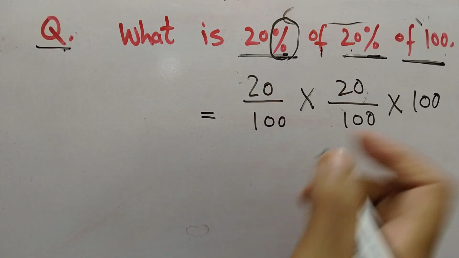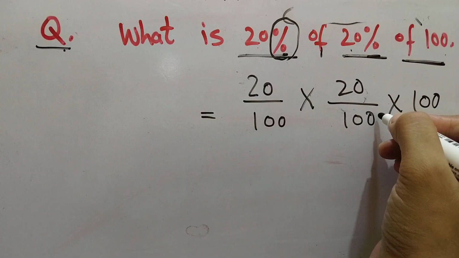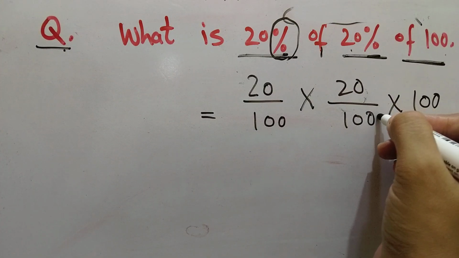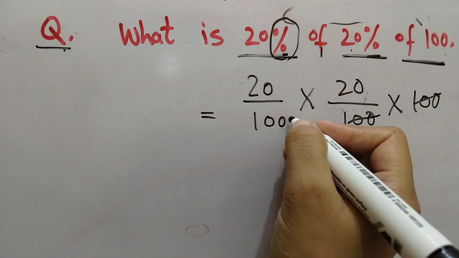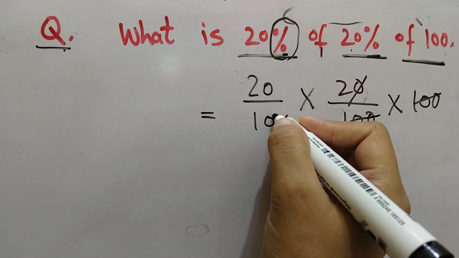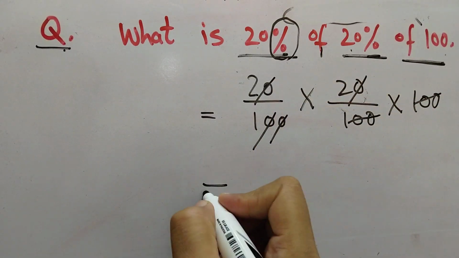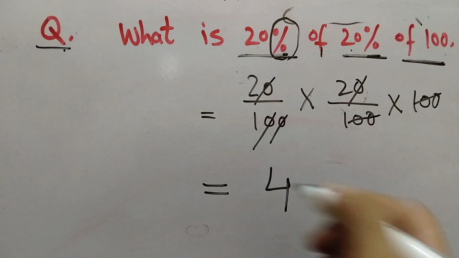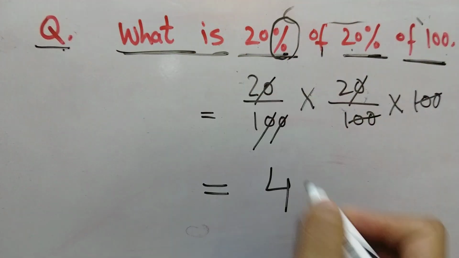This becomes a mathematical expression, and now we just simplify it. This zero with this zero, and this zero with this. We get the result 4. This is the percentage. This is the answer.